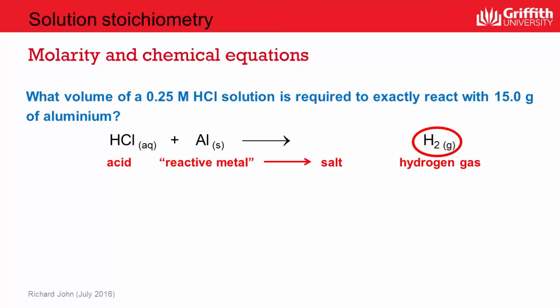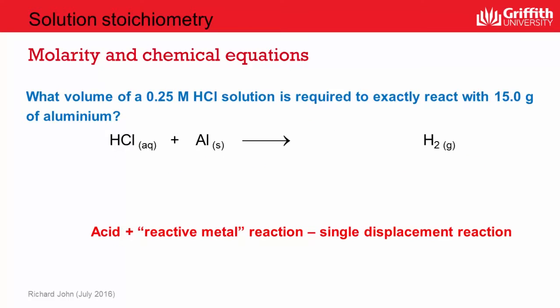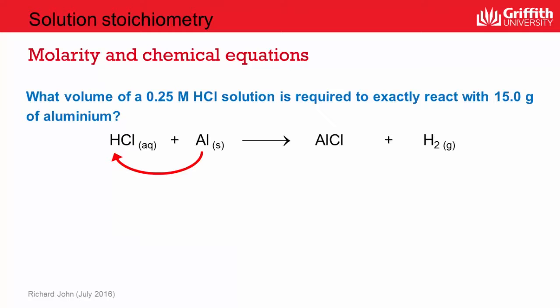So we're able to write down one of those products straight away, H2 gas. And in order to get the balanced chemical equation here, the trick is to work out the identity of the salt. Now, you'll recall that an acid plus reactive metal reaction is a single displacement reaction, and in effect the metallic aluminium is replacing the hydrogen ion to produce the aluminium chloride salt.